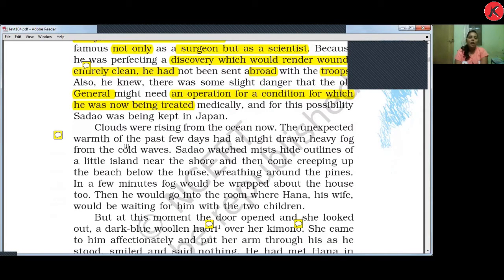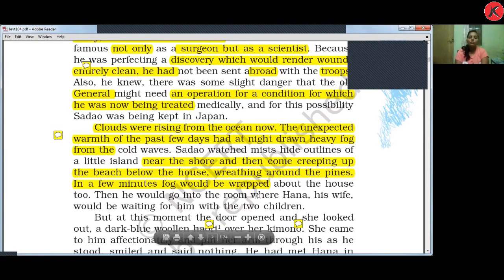Now, going further, clouds were rising from the ocean now. The unexpected warmth of the past few days had at night drawn heavy fog from the cold waves. Here there is the changing of the atmosphere. There was a heavy fog, and cold waves were coming out from the ocean. Now watch mist hide the outline of a little island near the shore and then come creeping up a beach below the house, curling around the pines. Because of the fog and mist, he was unable to see the outline of the island and the pine trees.